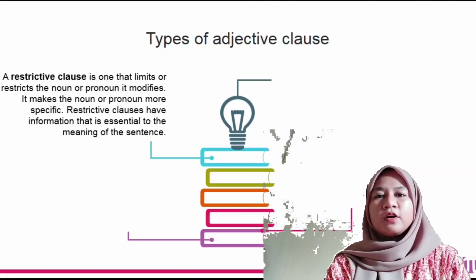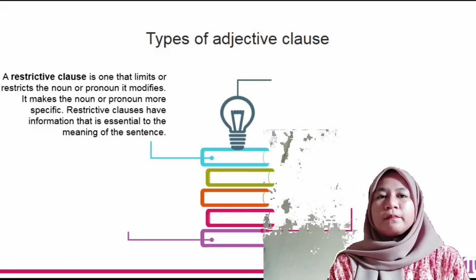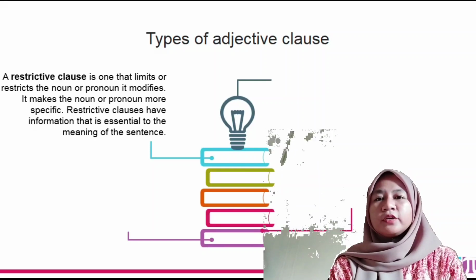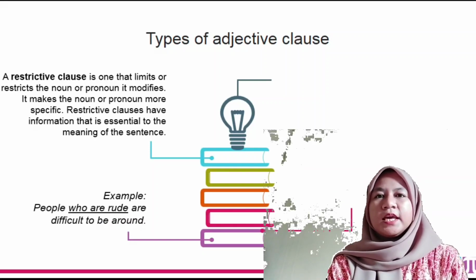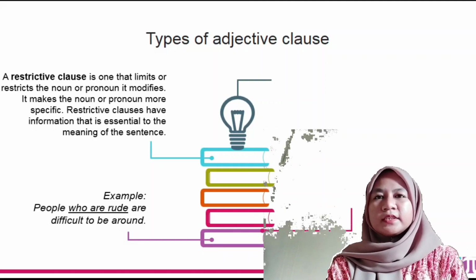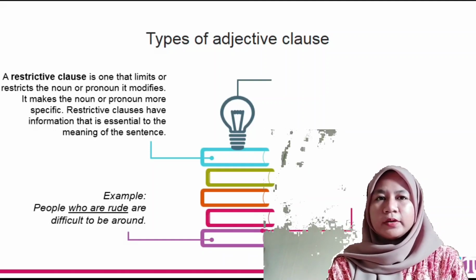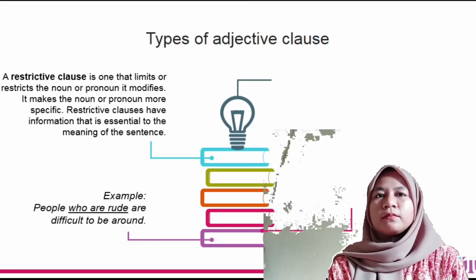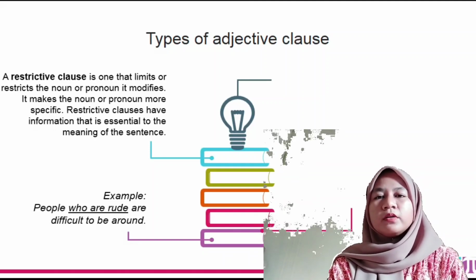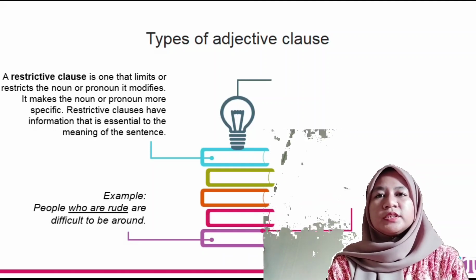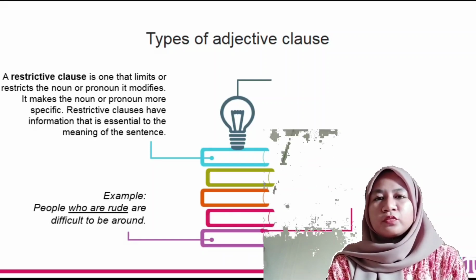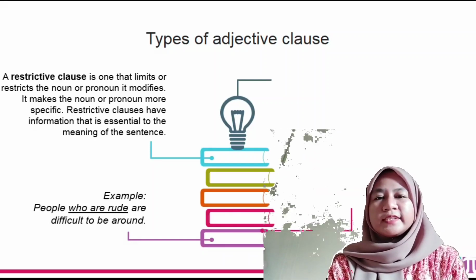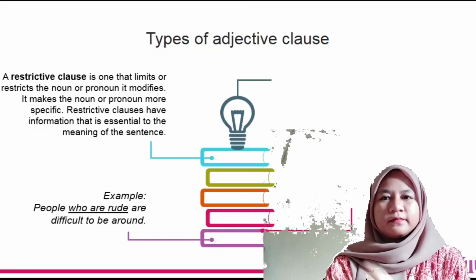The example of a restrictive clause: people who are rude are difficult to be around. This adjective clause is restrictive. It limits the type of person that the subject people is about. The sentence is not about all people, but about a limited group of people, which is those who are rude. If this adjective clause were removed, the meaning of this sentence would be very different.